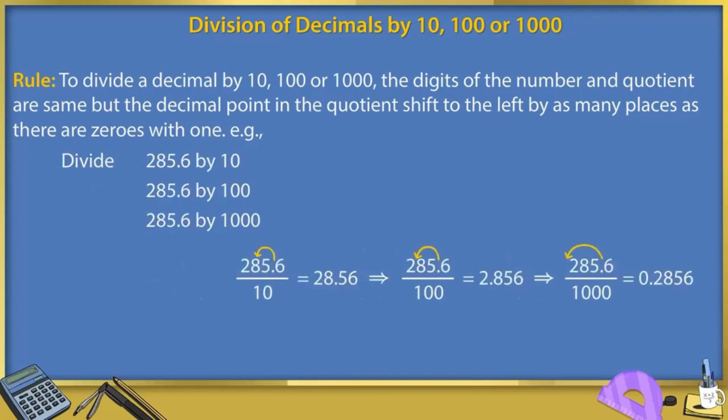285.6 by 10 is equal to 28.56. This implies that 285.6 by 100 is equal to 2.856. This implies that 285.6 by 1000 is equal to 0.2856.